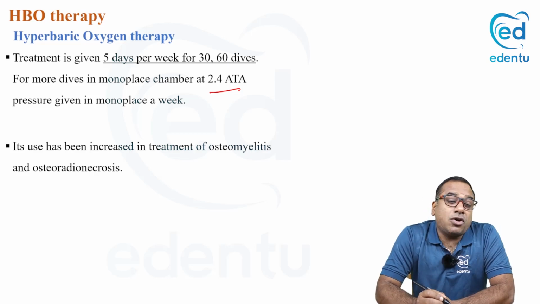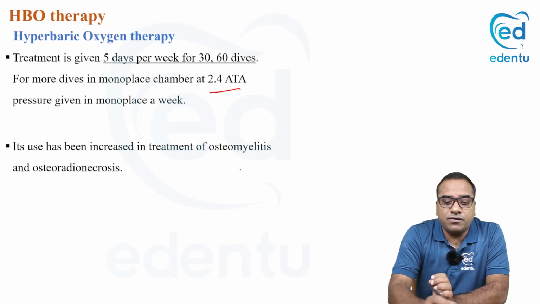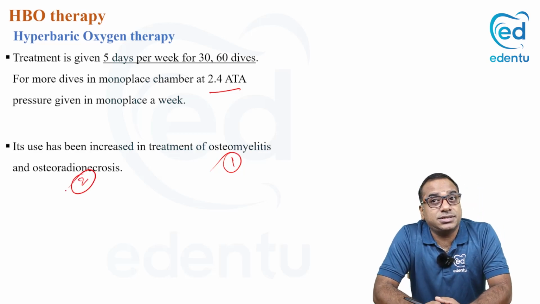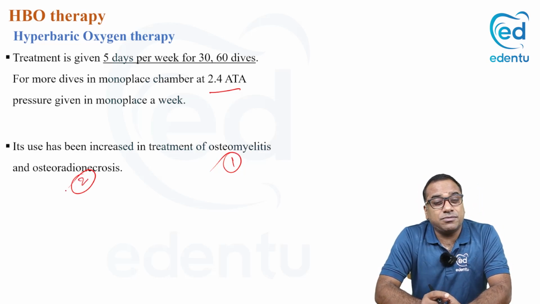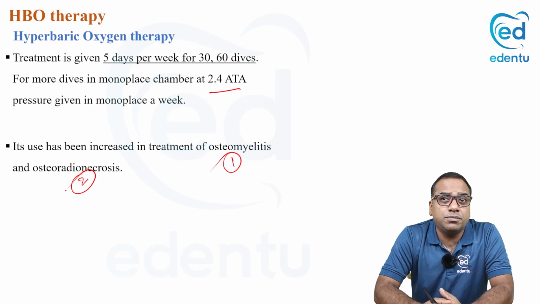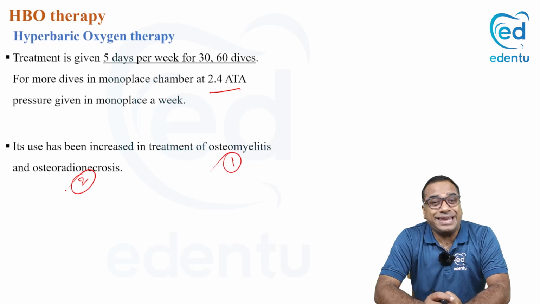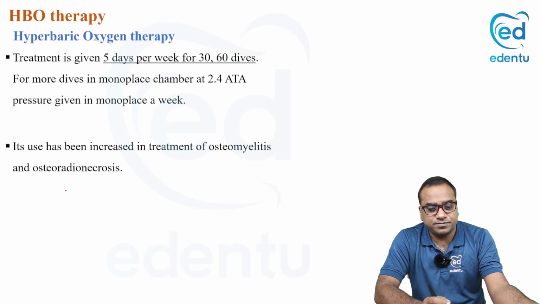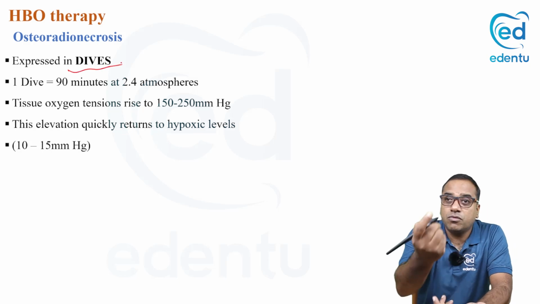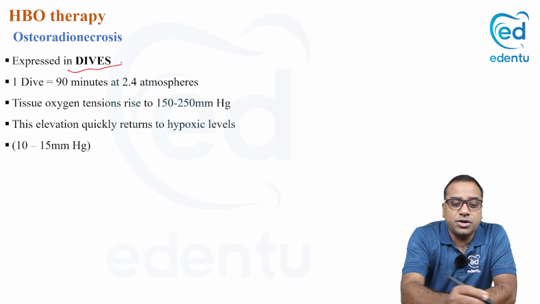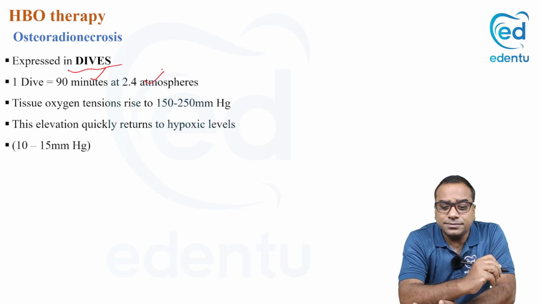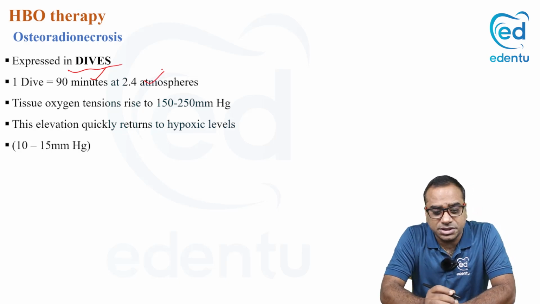Yes. And what will happen? This is used for the treatment of number 1 osteomyelitis and number 2 osteoradionecrosis. So HBO therapy has wonderful results in osteomyelitis, the medullary inflammation of the bone, and osteoradionecrosis. These are the two conditions. So your MCQ is, what is DIVE? What do you mean by DIVE? One dive is equal to 90 minutes, 2.4 atmospheric pressure, and 100% oxygen.